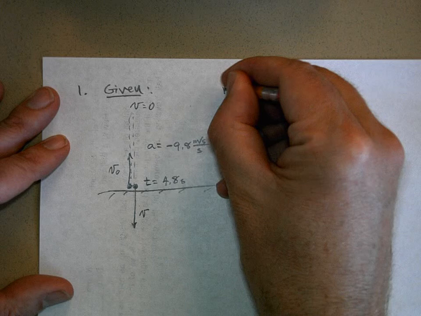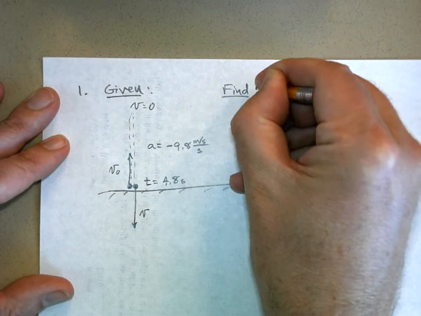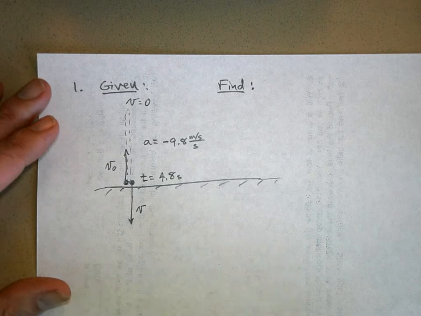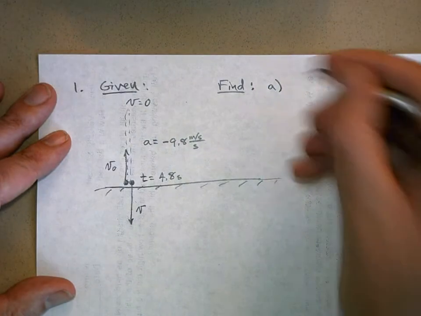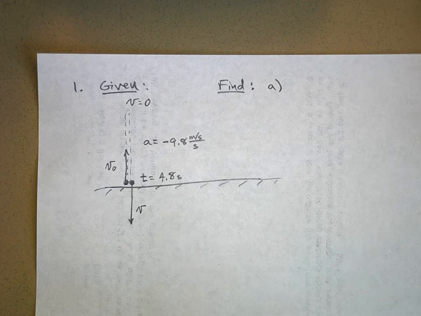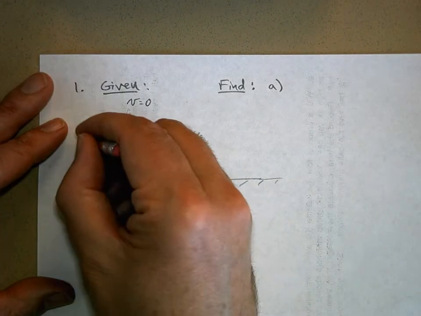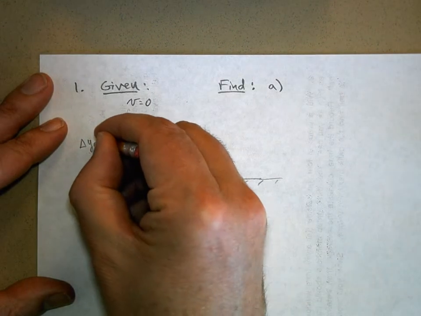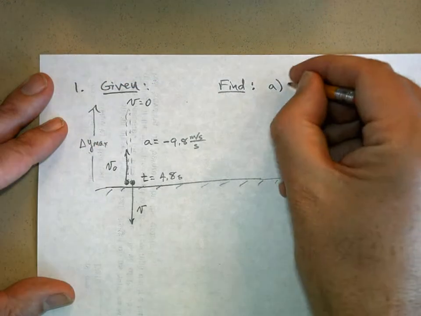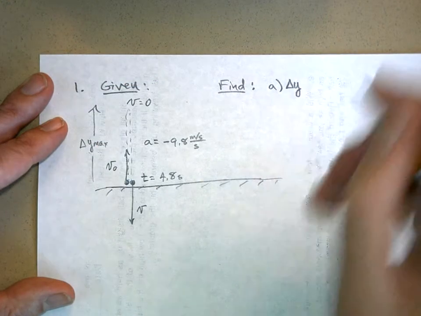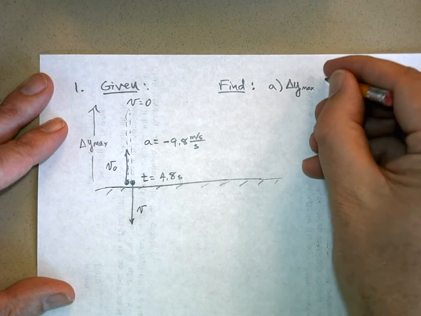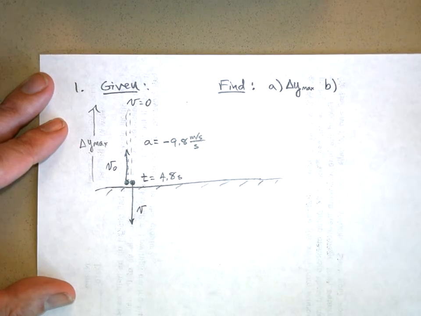What are we trying to find? Well, let's make it a part A and B. How high did the ball go? So I'm going to call that delta y max. That's the maximum delta y. That's how high it went.